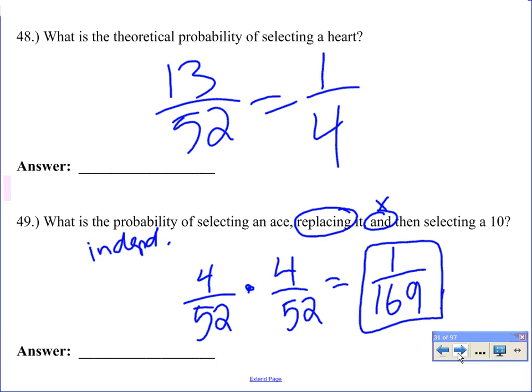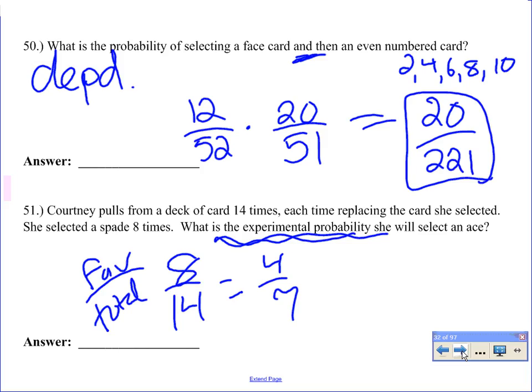48 is 1/4. 49 is 1/169. And 49 was an independent event. I tried to write up there whether it was independent or dependent. Okay, 50 is dependent. It's 20/221. 51 should be 4/7. That is an experimental probability problem.